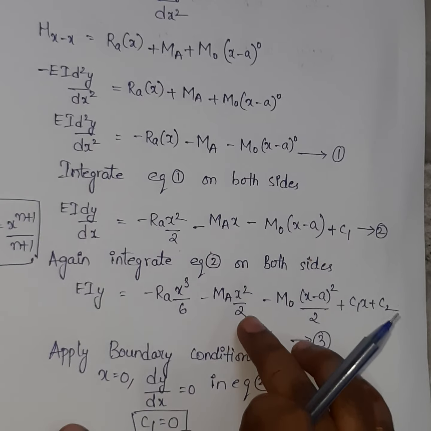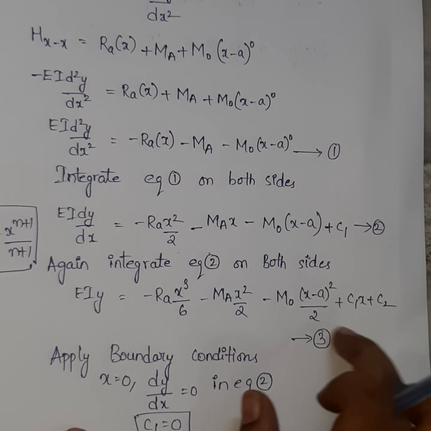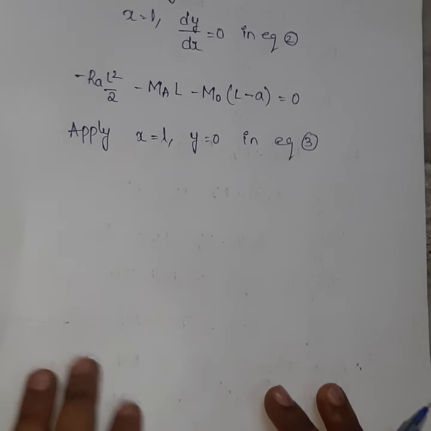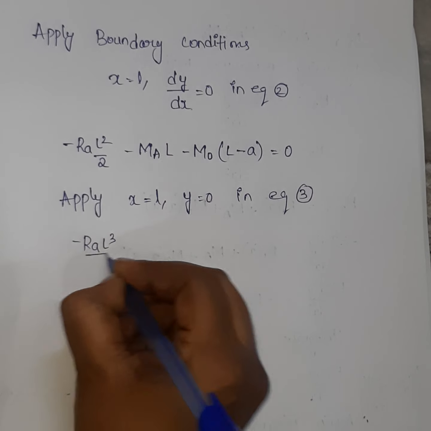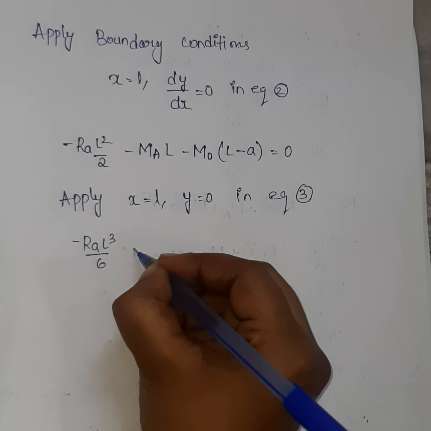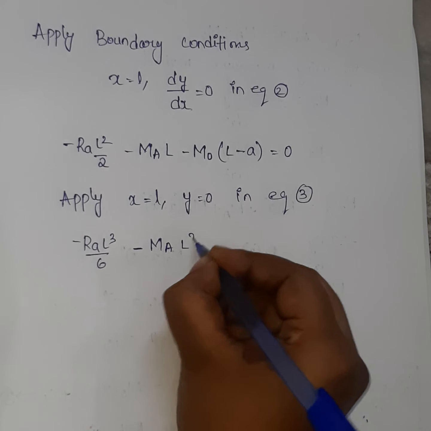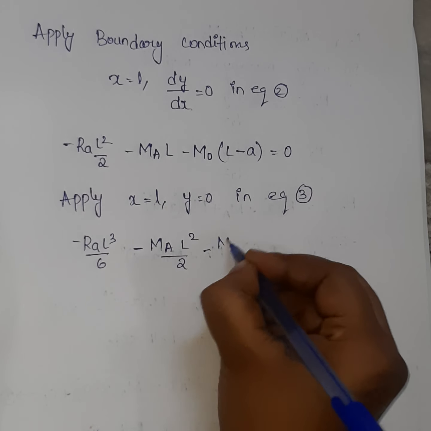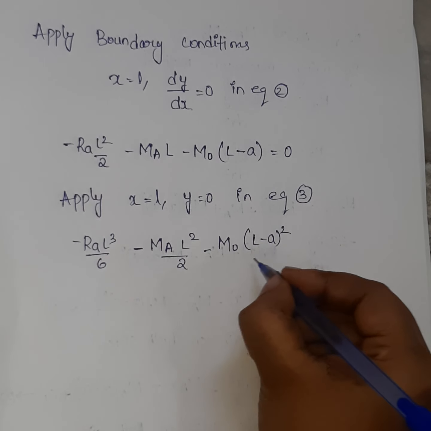Sorry, minus RA L cube by 6 minus MA L square by 2 minus M naught into L minus A whole square by 2. This part is 0. So the equation will be like this: minus RA L cube by 6 minus MA L square by 2 minus M naught L minus A whole square by 2. Okay, this is my equation, right?